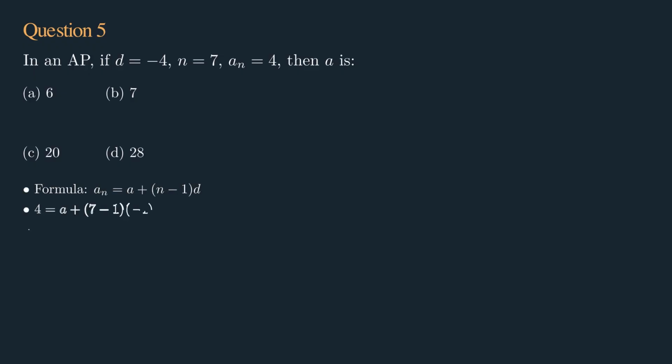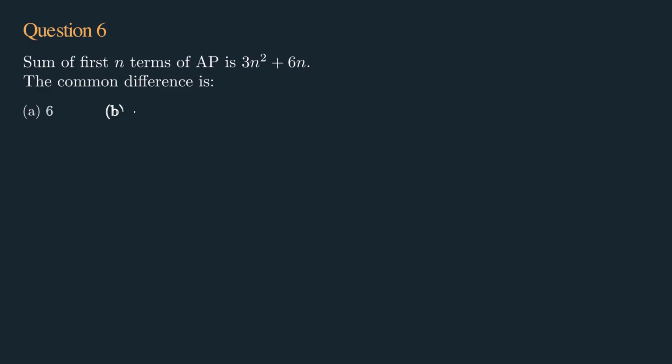Question 5. In an arithmetic progression, if the common difference is negative 4, the number of terms is 7, and the nth term is 4, find the first term a. Here are the options. Using the formula for the nth term, an equals a plus n minus 1 times d. Substituting the values, 4 equals a plus 6 times negative 4. This gives 4 equals a minus 24. Solving for a, we get 28. The correct option is D, 28.